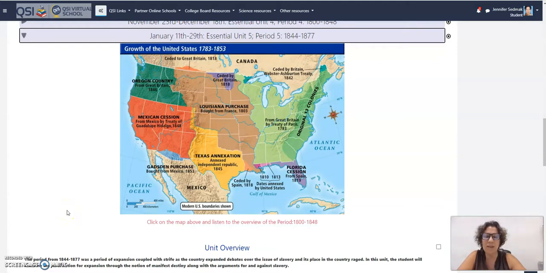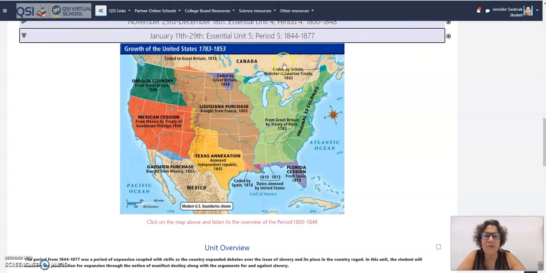However, if you take a look at the map that I have as the introduction to this unit, you can see that it deals with the territorial growth of the United States up until 1853. So that's really the beginning of period 5 in AP US history. So in prior units, we talked about the Louisiana Purchase, and we took a look at the annexation of Texas.